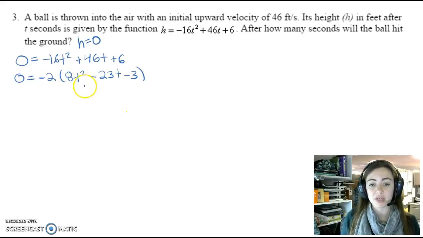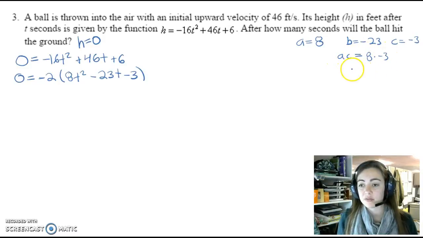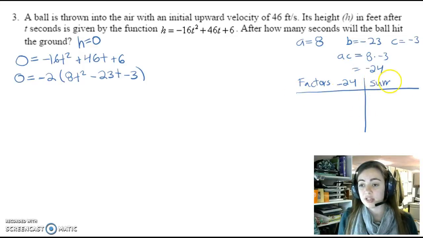Now that we have that, we can factor. So over here, I'm just going to write what I do every time I factor. I always write down my a, b, and c. So a is that coefficient of your x squared, or in this case t squared term. So it's 8, b is negative 23, c is negative 3. You want to find what ac is equal to, so it's 8 times negative 3, or negative 24. Because remember, you're looking for factors of ac, so in this case factors of negative 24, that sum to b, or negative 23.